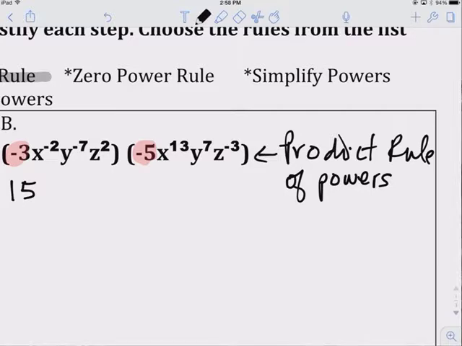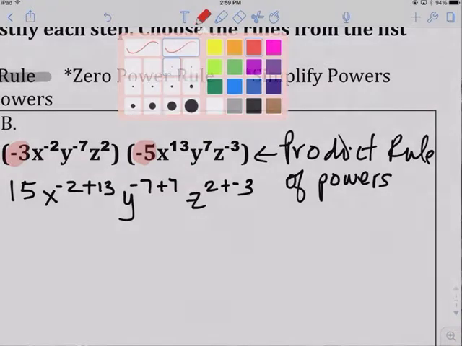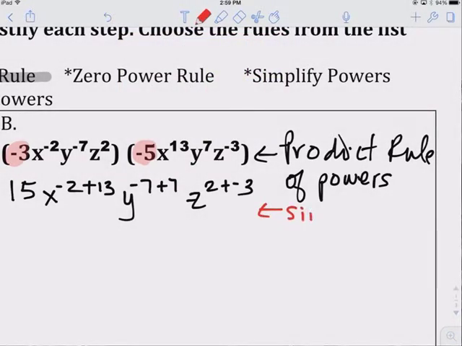It's not a negative, right? Oh yeah, two negatives on the front. We add the exponents: negative 2 plus 13, y, negative 7 plus 7, z, 2 plus a negative 3. So we simplify now. We call this simplify powers. When you are working on it, this is called simplify.